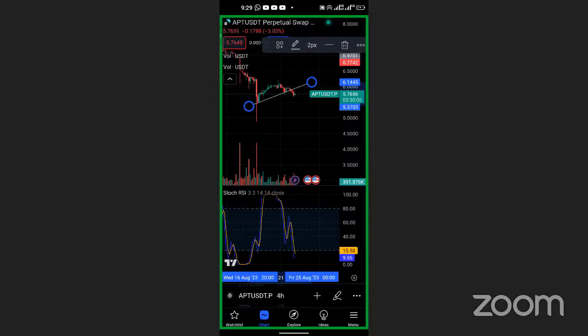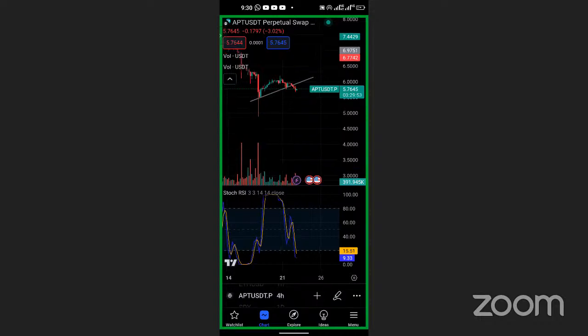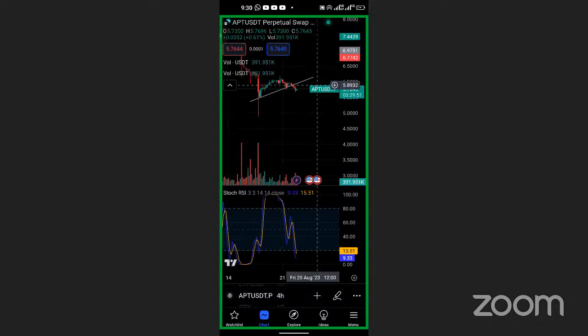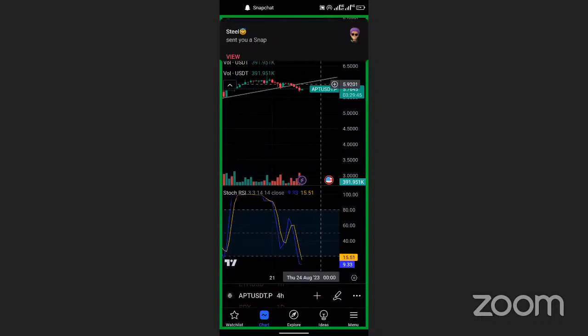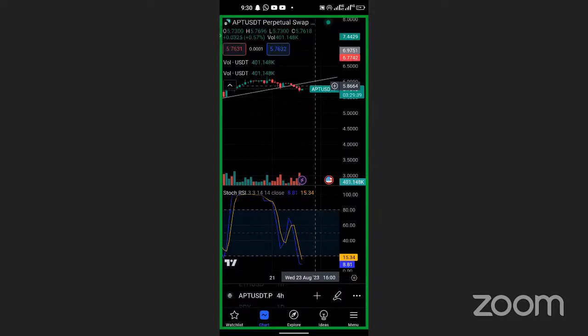Now, once it breaks out, you should not just rush in. Although you could rush in, I would advise you don't rush in if you've not understood the whole thing. So let's say it broke out now. It broke out at, let's look at this, 5.8932. I'm just trying to get the correct price there. Let me zoom it out a bit. So it broke out at, let's put 5.8664, right?